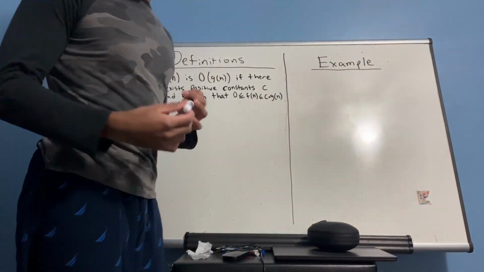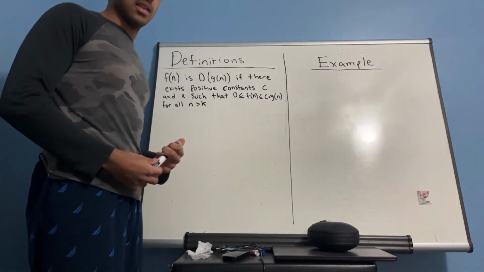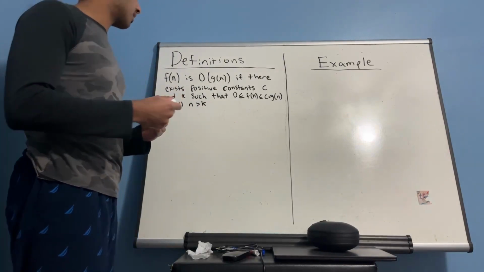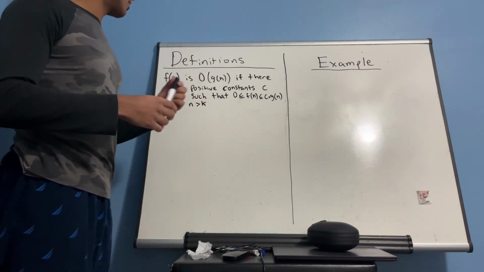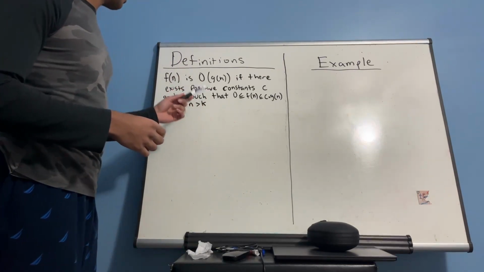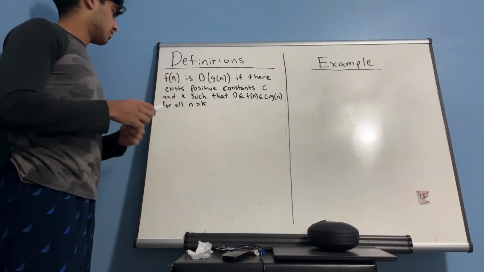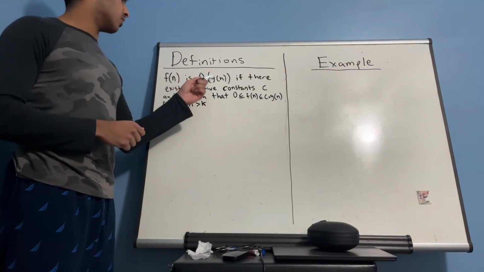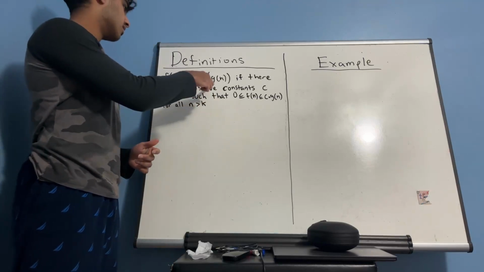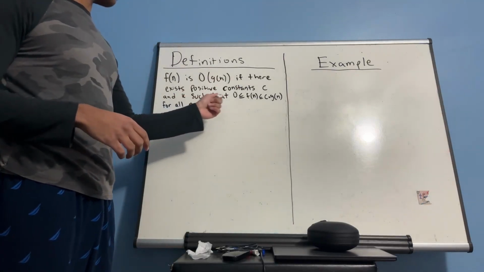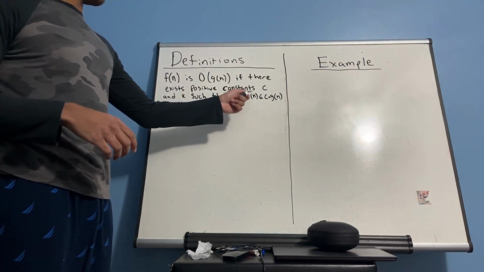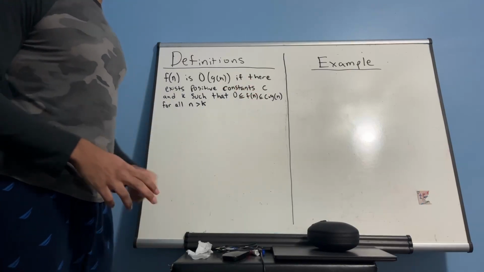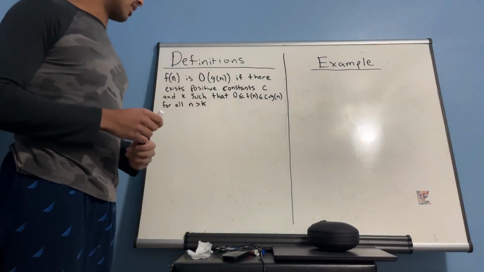Before we explain why constants are not used to explain our running time, first we have to know one definition, the formal definition of big O notation. The function f of n is equal to the big O of g of n if there exist positive constants c and k such that 0 is less than or equal to f of n, and f of n is less than or equal to the constant c times the function g of n for all n greater than k.